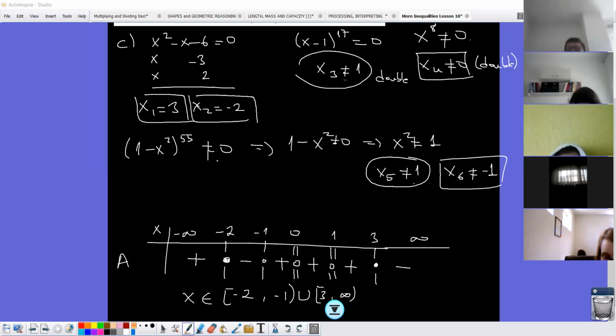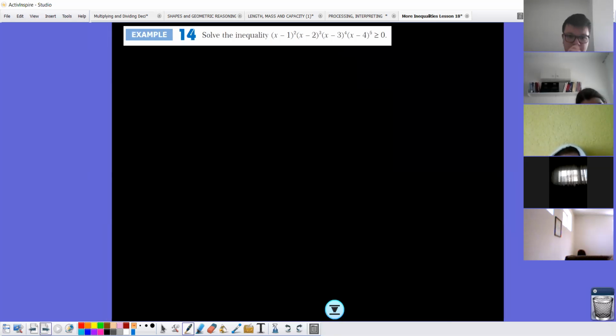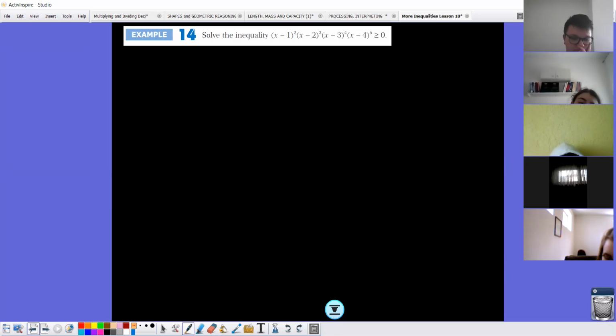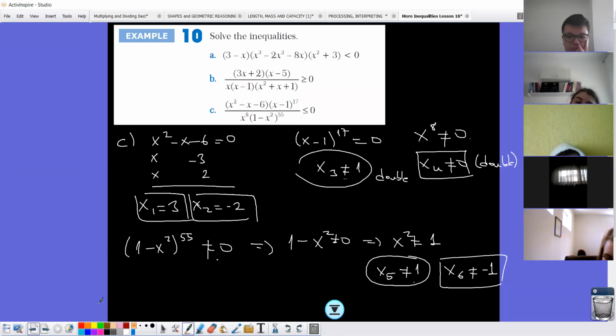If you have finished, I will not continue to solve this one. I think that it's enough if we have understood. So also here you will find the roots, you will check which one is the double root, which one is not. And then all the others are more examples. But I think that this one is enough for today.